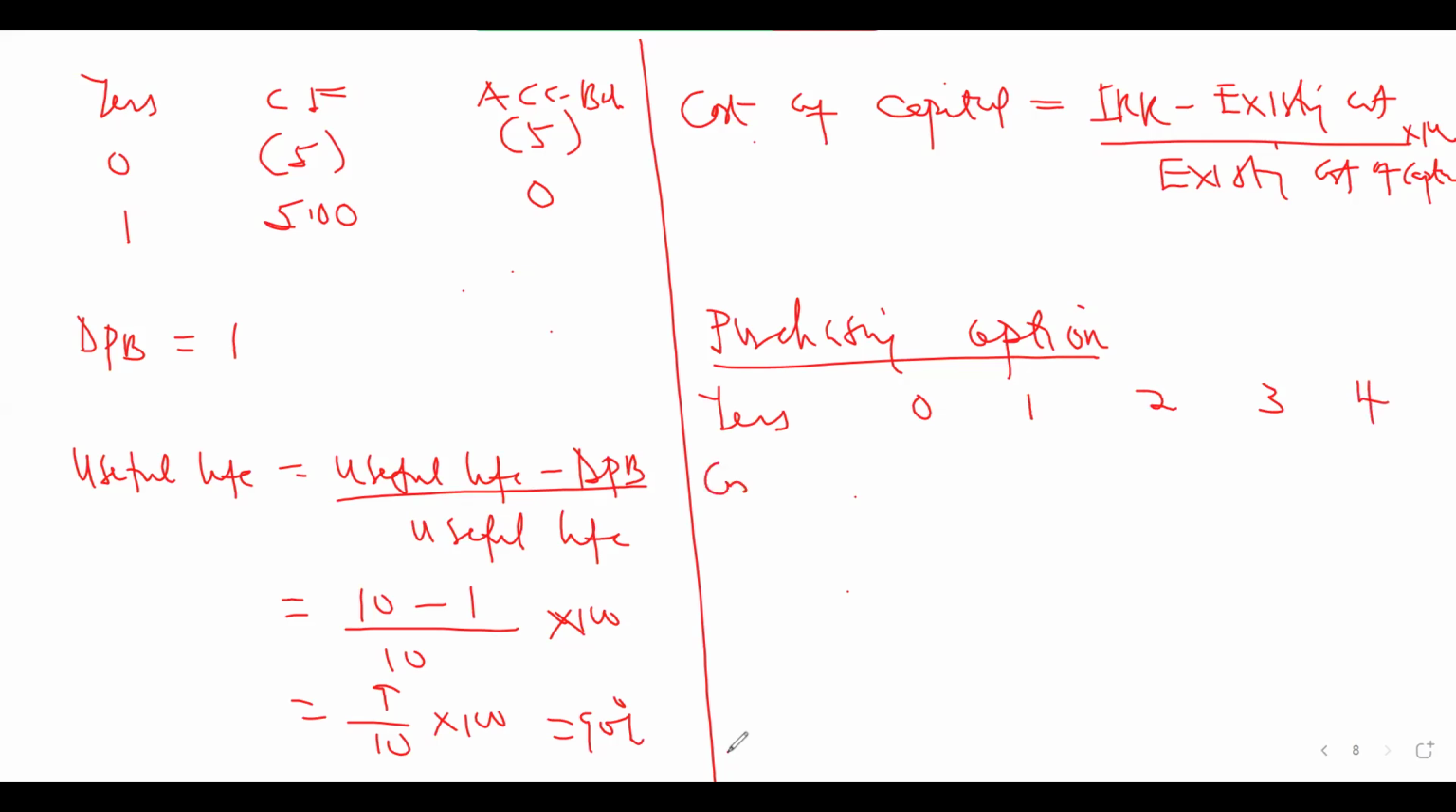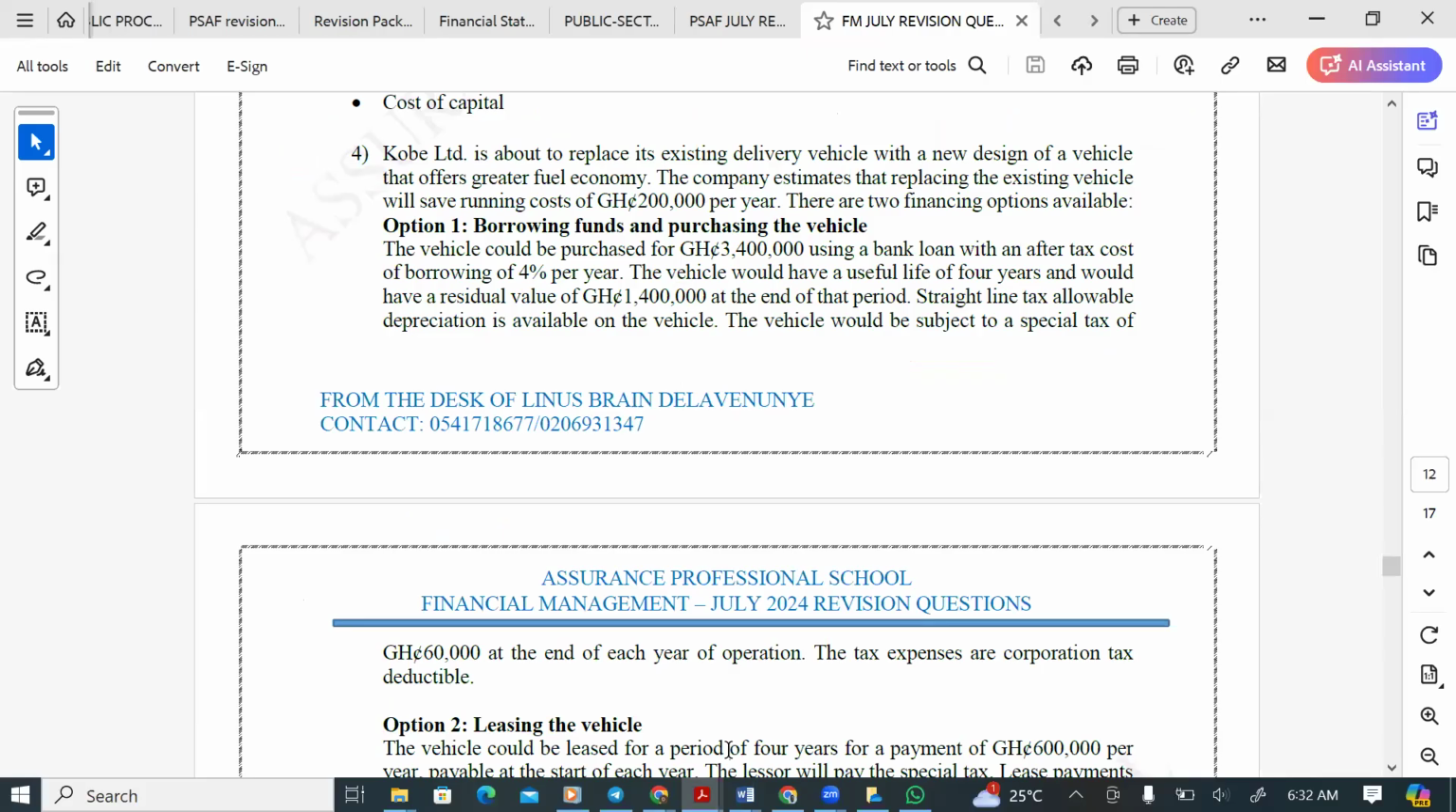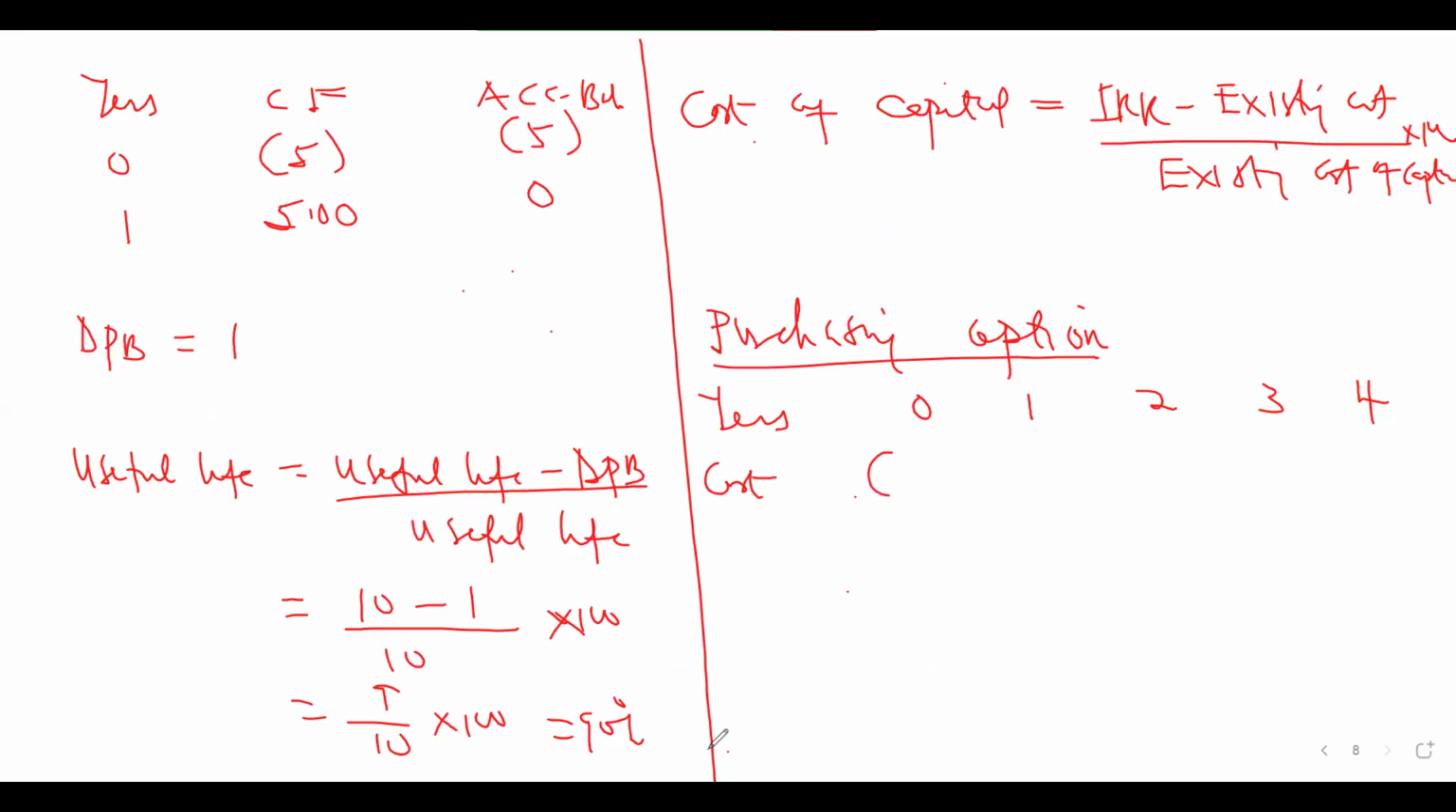So we have the initial cost. How much are we buying the machine? 3.4. Okay, we are buying this at 3,400. Year one will be dash.